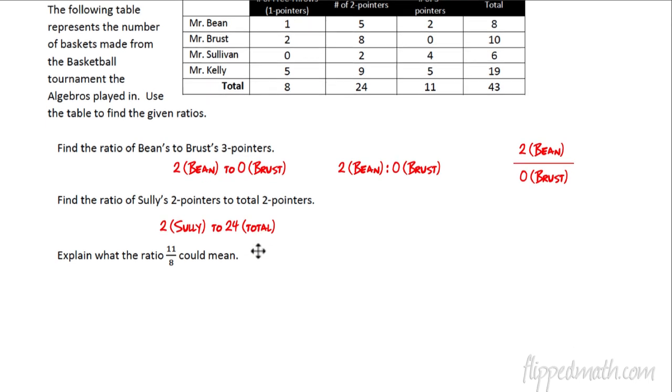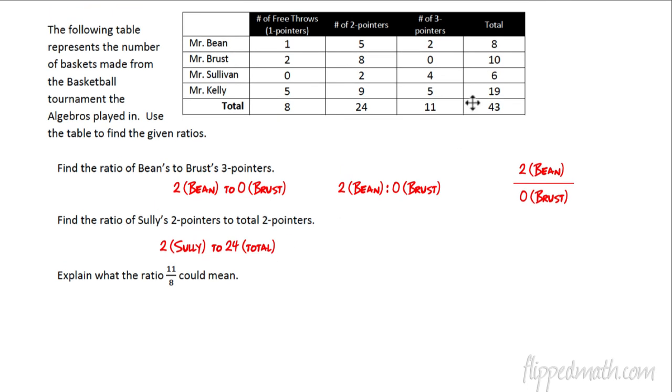And lastly, explain what the ratio 11 to 8 could mean. Well, here's the thing. That could mean a lot of different things, because look, I see an 8 in here. I see another 8, another 8. Oh my goodness, where's the 11? There's only one 11. So it must be comparing the number of 3-pointers to, and we have some options, and they're all right. I'm going to compare it to the number of free throws.